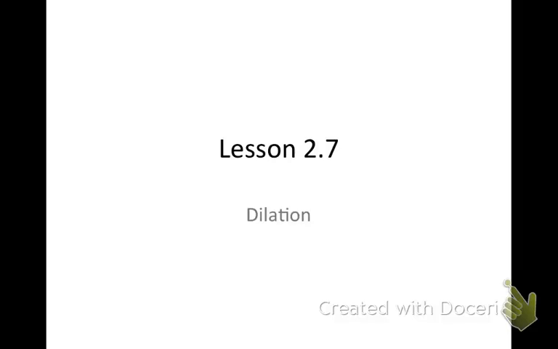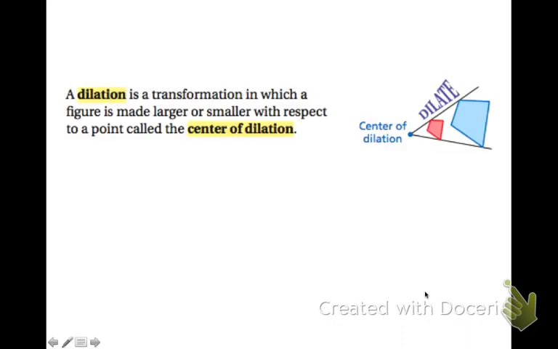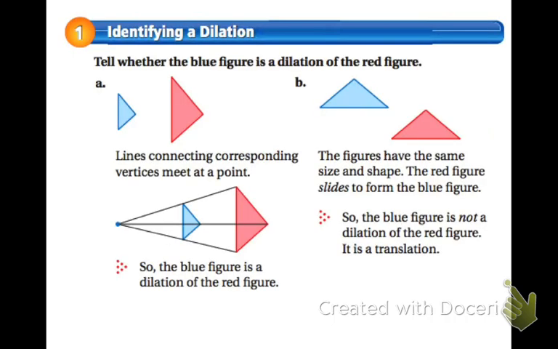Okay, today's lesson, 2.7, is about dilations. A dilation is a transformation in which a figure is made larger or smaller with respect to a point called the center of dilation. We are going to tell whether the blue figure is a dilation of the red figure.